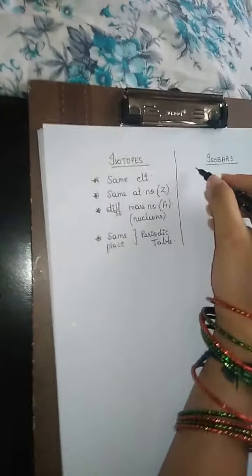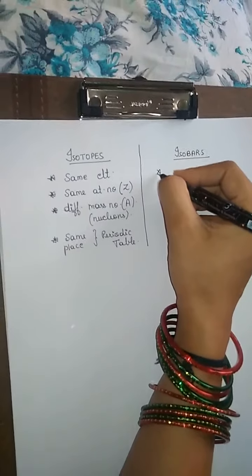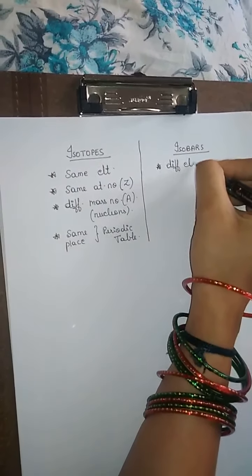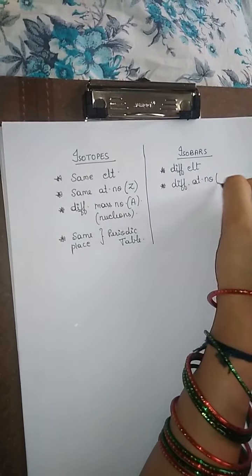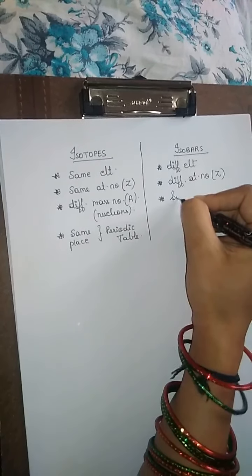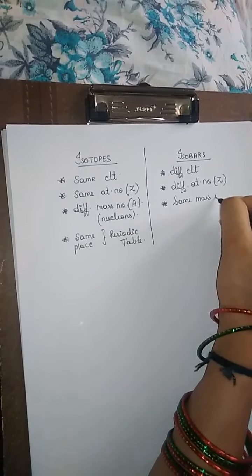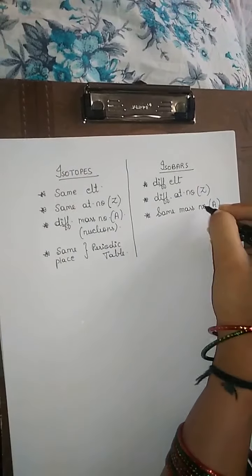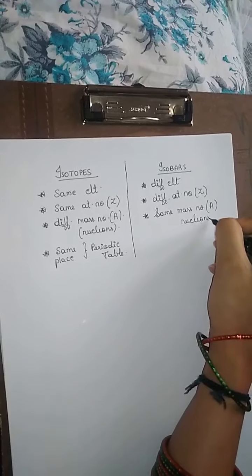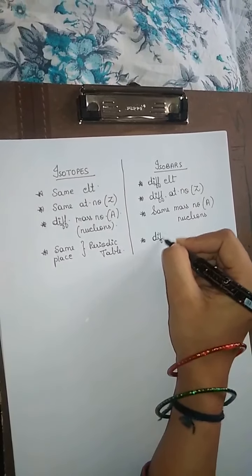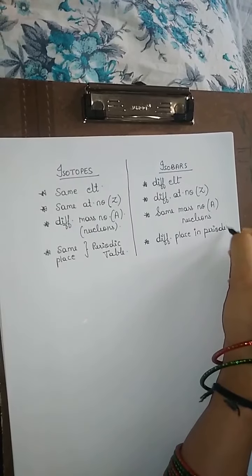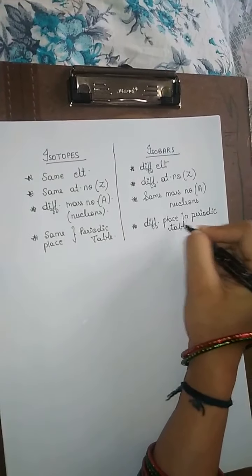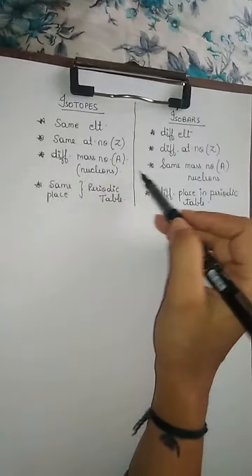So let's see about isobars. Different elements, correct, different atomic number, which is represented by Z, same mass number, which is represented by A, which is also called nucleons, and they have a different place in the periodic table. So these are the differences between the isotopes and isobars.